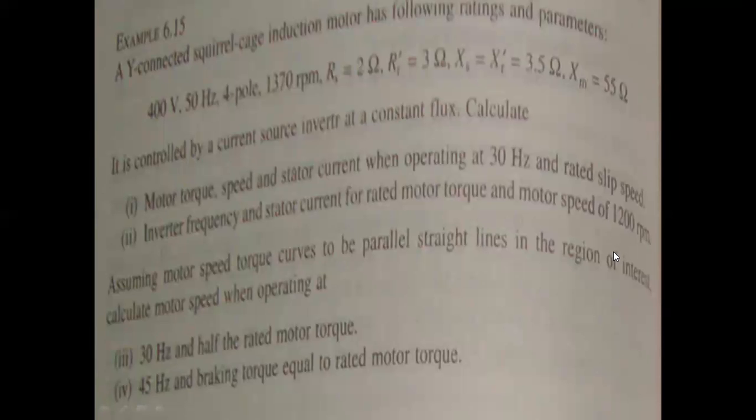So next question. It is given, assuming motor speed torque curves to be parallel straight lines in the region of interest. Now, if the motor speed torque curves are parallel, calculate the motor speed when frequency is 30 Hz and half the rated motor torque. Second one, 45 Hz and braking torque equal to rated motor torque.